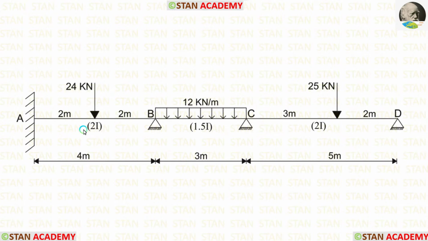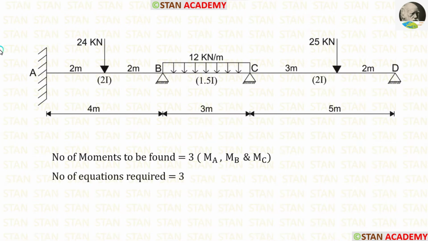The moment of inertia for the span AB is 2I, for the span BC it is 1.5I, and for the span CD it is 2I. Length of the span AB is 4 meter, length of the span BC is 3 meter, and length of the span CD is 5 meter.